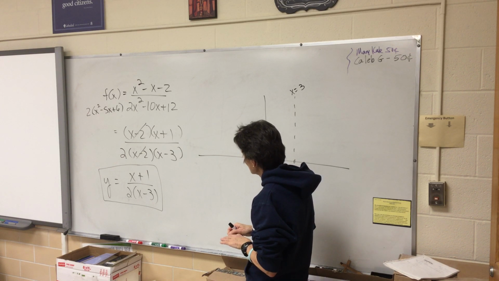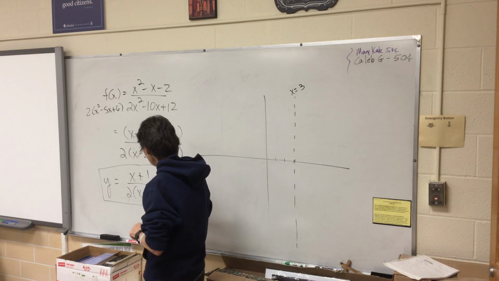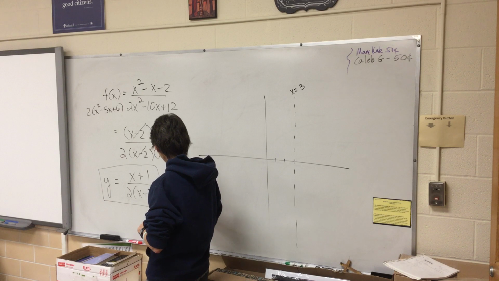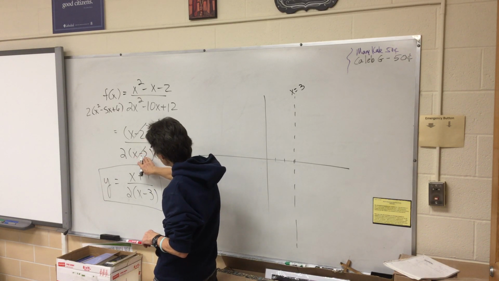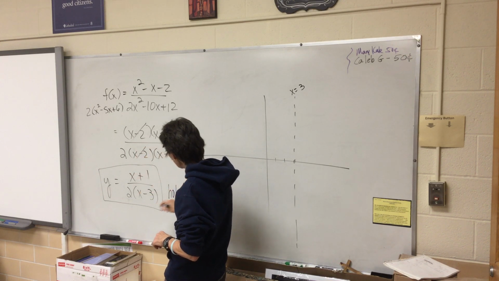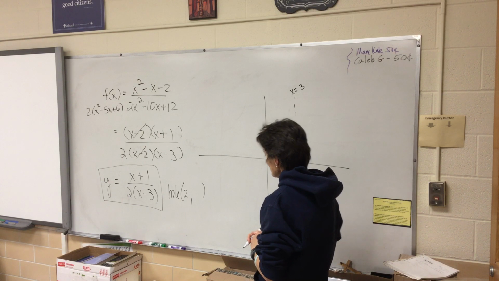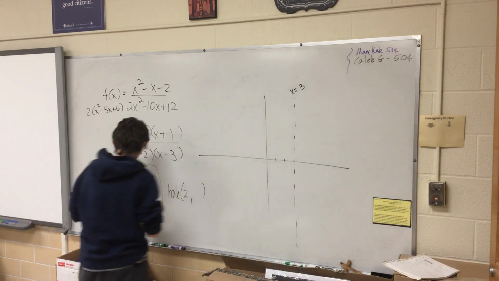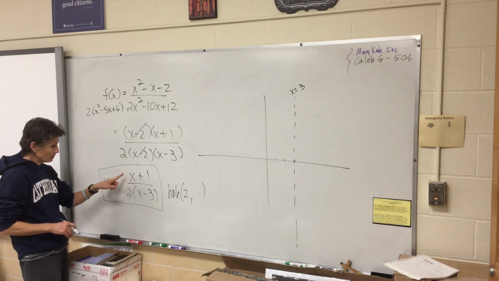You have a hole. I do. Because I canceled, that's a guarantee that you're going to have a hole in the picture. And the hole is going to be at the x value you canceled out, which is 2. So then I can go back to my new problem here, my simplified problem in the box, and I can plug in 2.